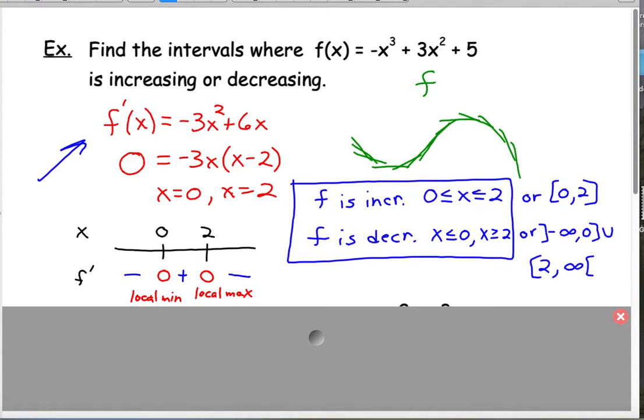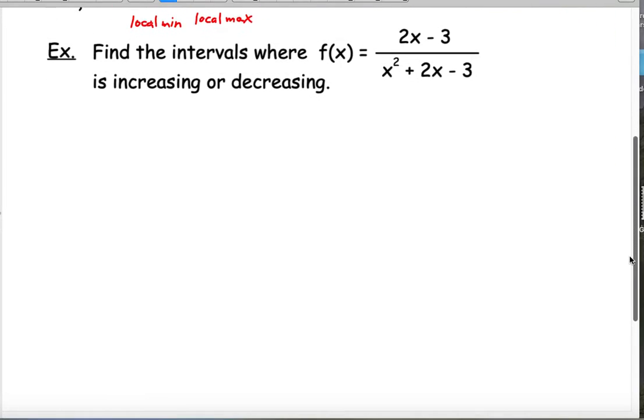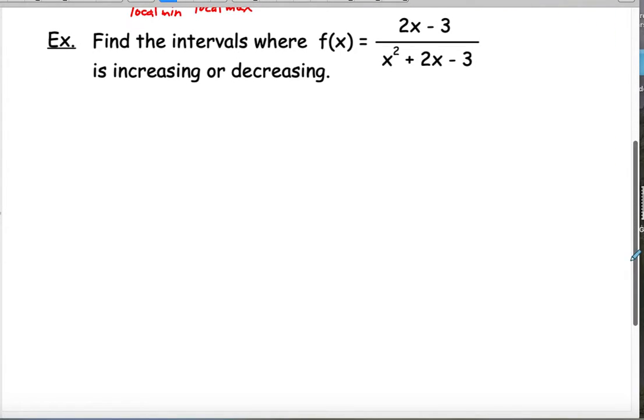Let's look at one more. A little more complicated. Find the intervals where this function is increasing or decreasing. All right, so start off just like before. Find the derivative, set it equal to 0. Find the zeros of the derivative, make a sign chart, plus minus chart, and then figure out where, that'll tell us where our function f is increasing or decreasing.